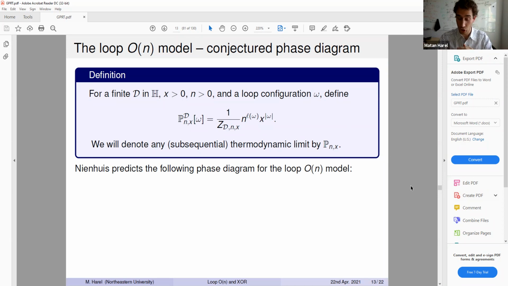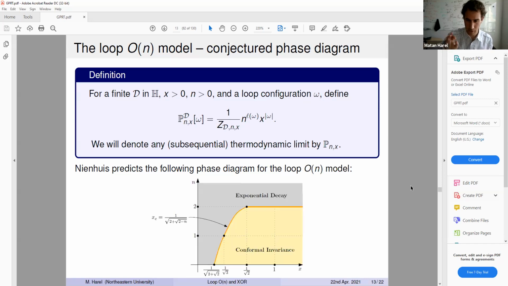I emphasize that everything I'm going to show you is conjectured, not rigorous, but it's a pretty and really tantalizing picture. So here it is. I have this curve right here. Along this curve, x_c is 1 over the square root of 2 plus the square root of 2 minus n, because obviously, why would you pick anything else? There's a very good reason for this choice. It ends up being the solution to a particular trigonometric equation.